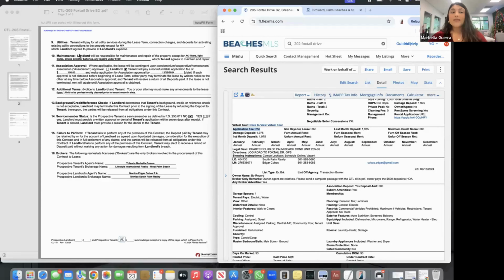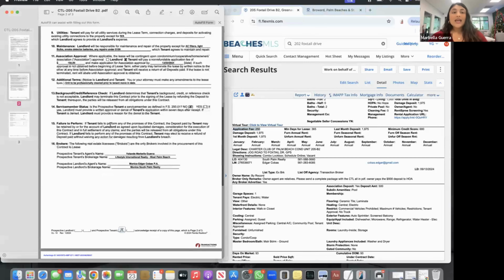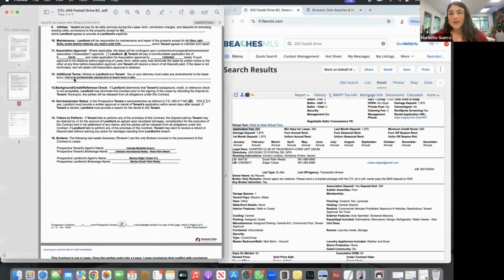So that's where you would get that from, and that's where you would apply it, okay? Additional terms, you don't have to put anything on this section. Some people leave it blank, some people put NA, whatever the case. I like to be extra, and I just put unit to be professionally cleaned prior to tenant move-in date.